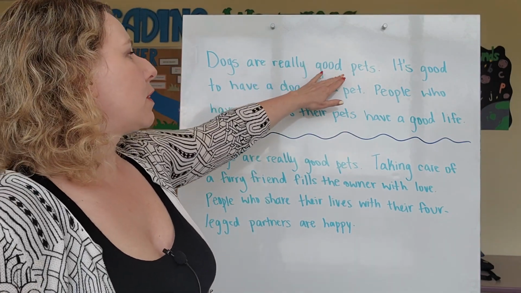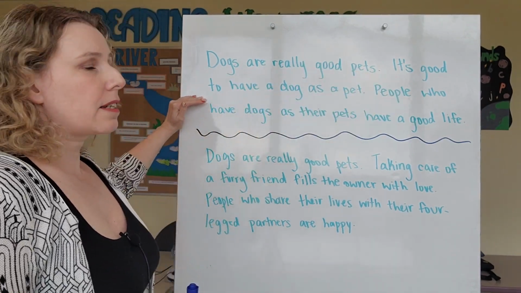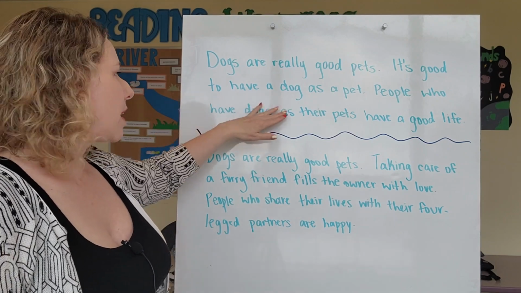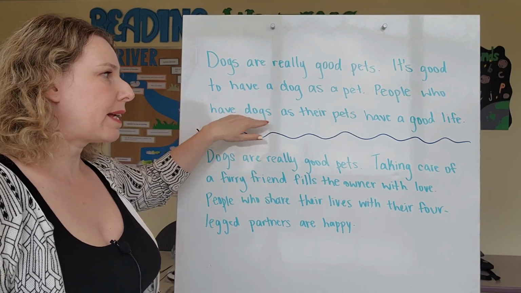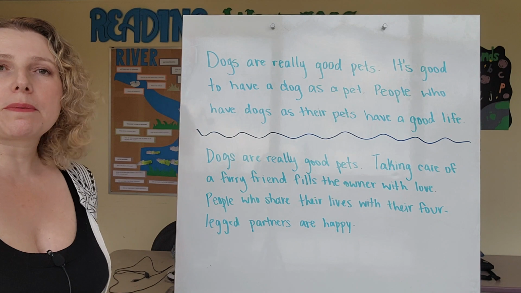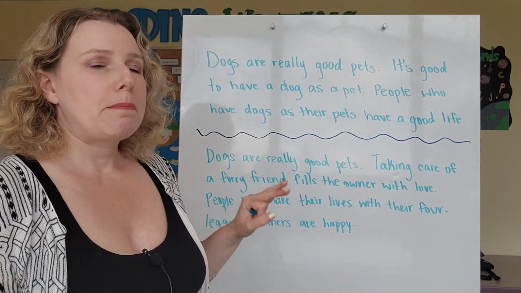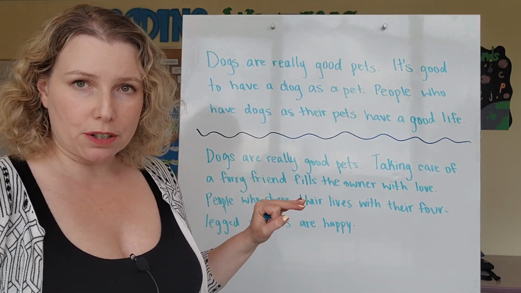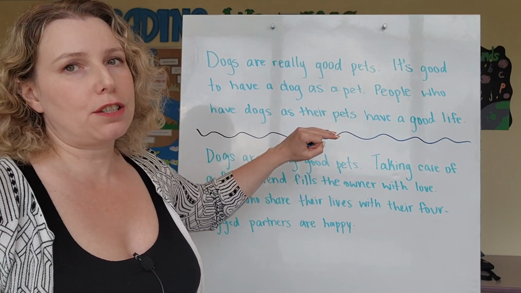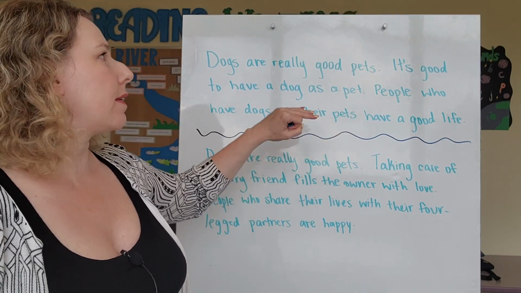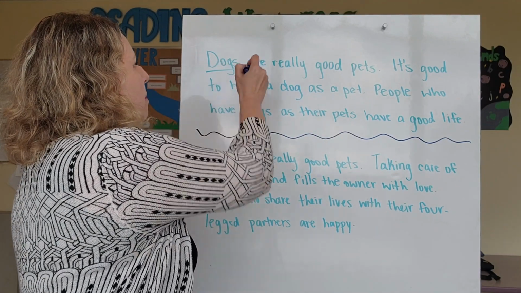Dogs are really good pets. It's good to have a dog as a pet. People who have dogs as their pets have a good life. From the first glance, many parents and even some teachers and tutors will say this student needs help with their vocabulary. Look at how many words keep repeating.